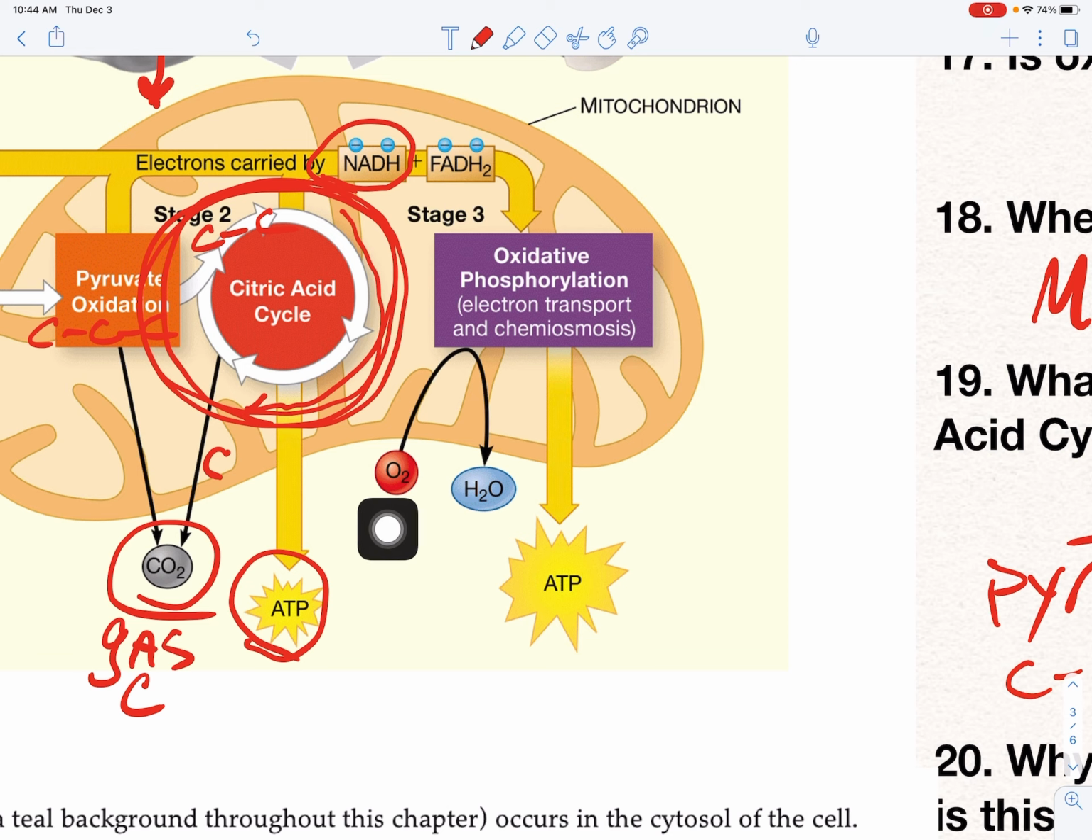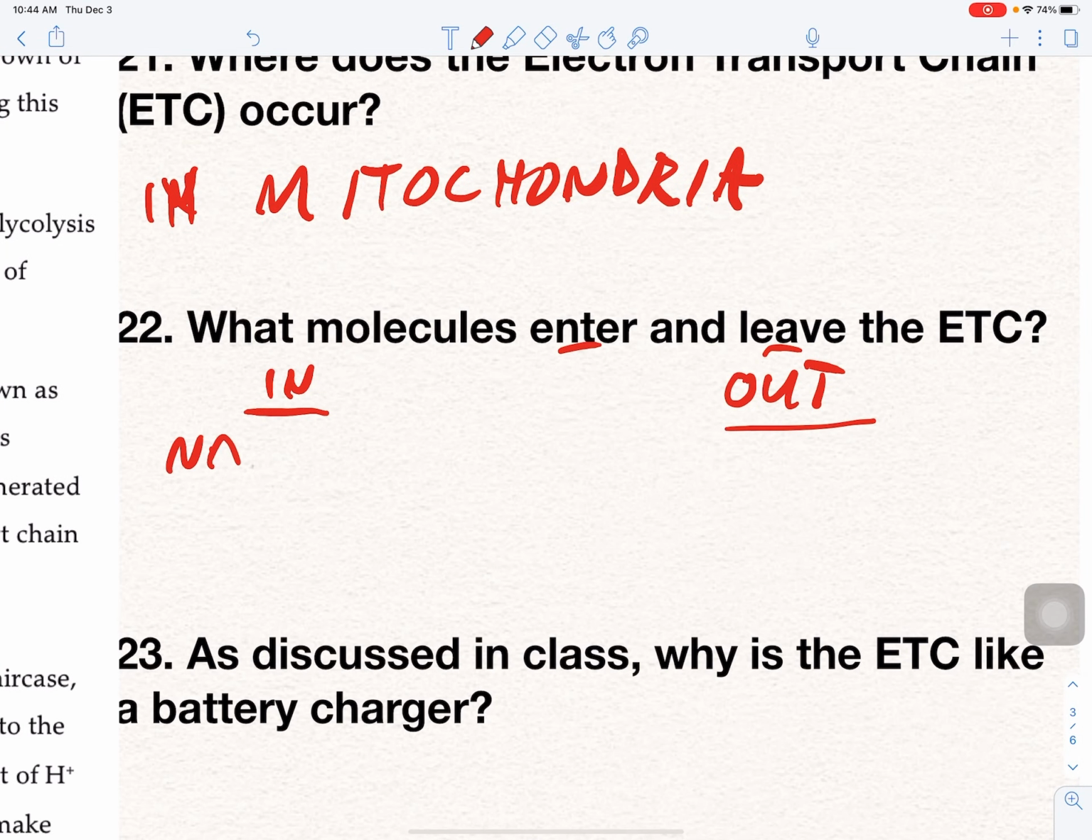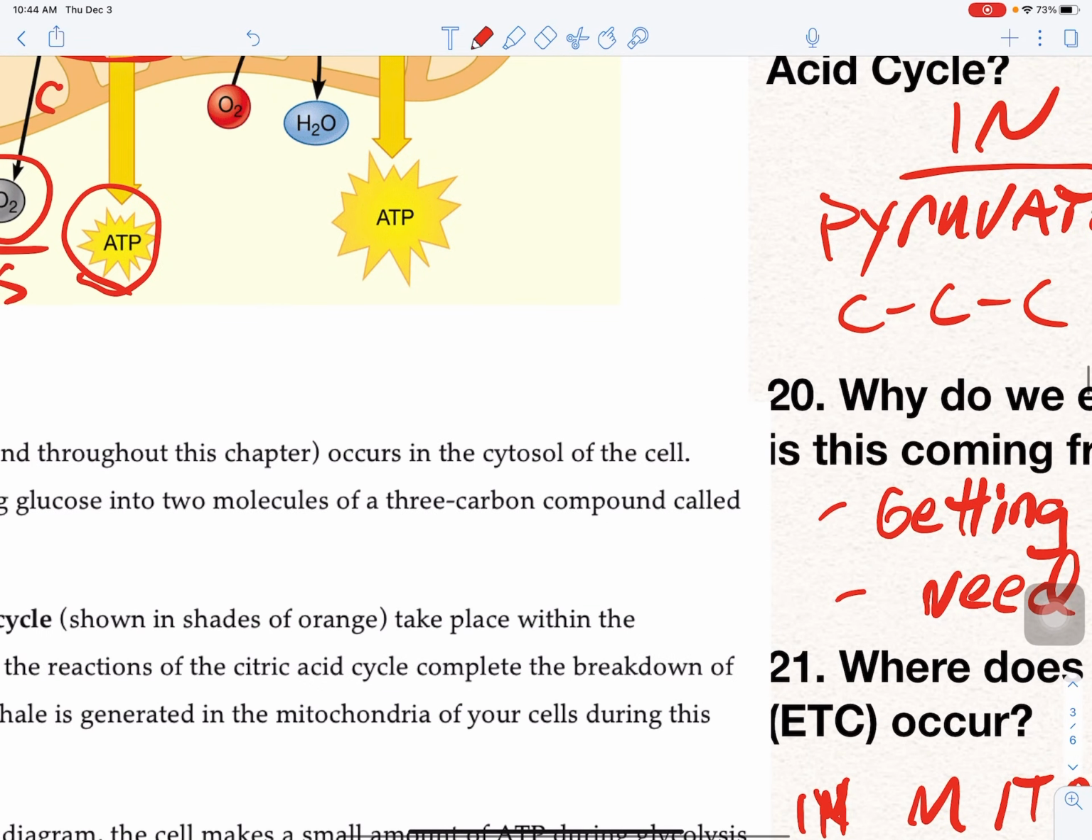What else is coming in? Oxygen. So this is why we have to breathe oxygen into our lungs. The oxygen gets into our bloodstream, goes into every one of the cells. All this happens by diffusion. What comes out? Water and ATP. So now we can fill in this question. What comes in? Electron carriers. What else came in? Oxygen. What comes out? Energy. And water.